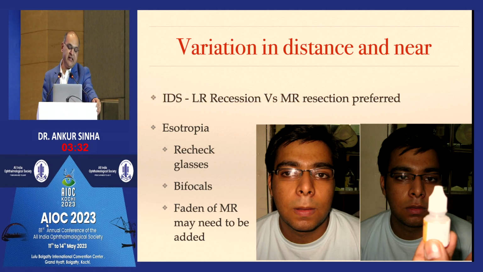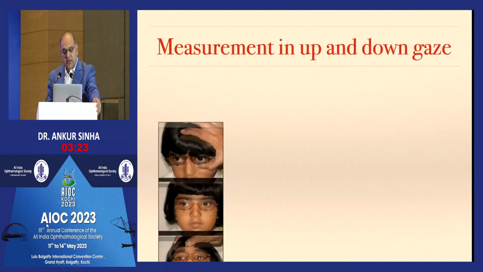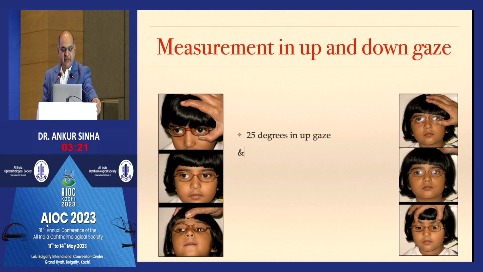And if there is an intermittent divergent squint which is more for distance, LR recession is the procedure of choice. If it is more for near, MR resection can also be preferred. We have already discussed the A and V pattern in the previous lecture, so I'm just going to skip that.